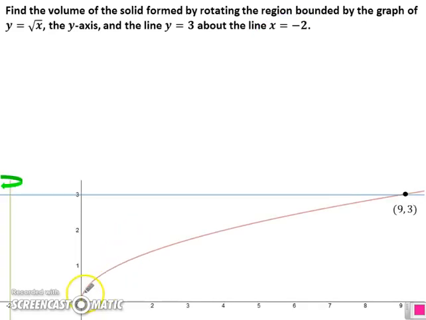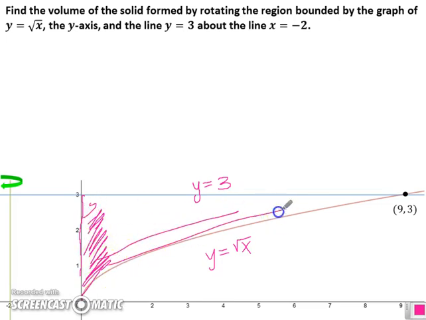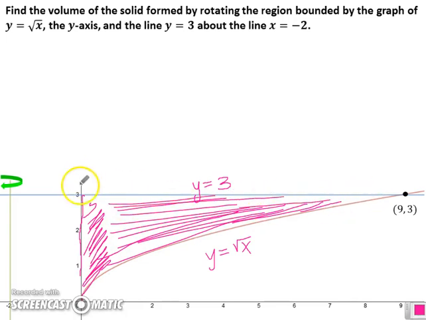So here's y equals the square root of x. This top one is y equals 3. And now we are rotating around this vertical line. And we're bounded here again still. So we're still dealing with all of this section. This is the piece that we're going to be rotating. And it's going to be around x equals -2. So again, it's going to be another washer situation.